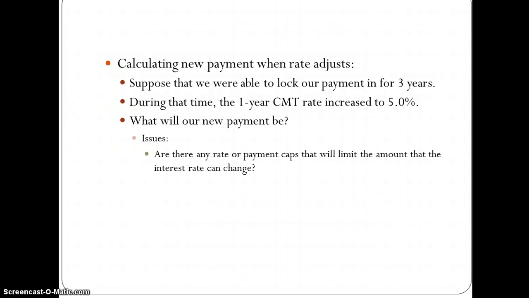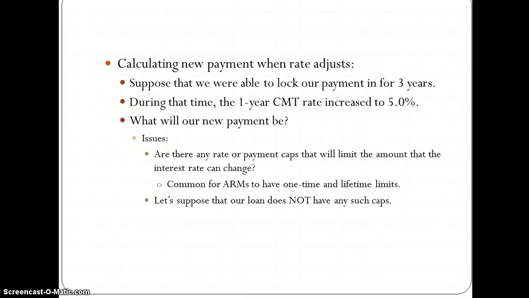So what are the issues? First of all, if you recall once again from the chapter on the legal side of mortgages, there's always the possibility of having an interest rate or payment cap that will place a limit on how much the lender can change the payment or interest rate at any one point in time. Now let's suppose, just to make the change more dramatic, that our loan does not have any such caps. So how do we calculate the new payment?